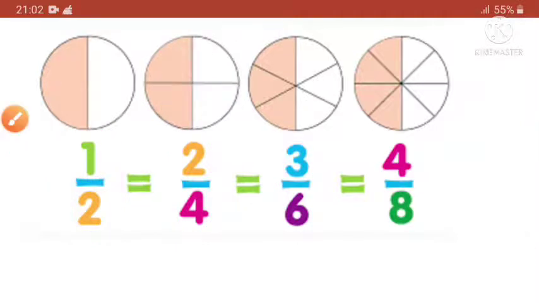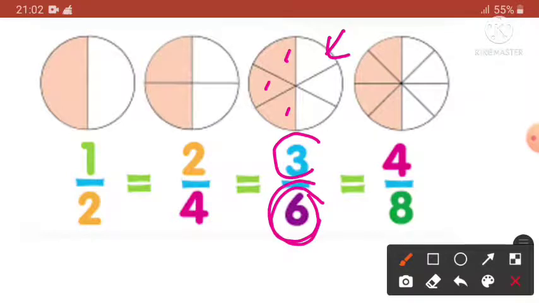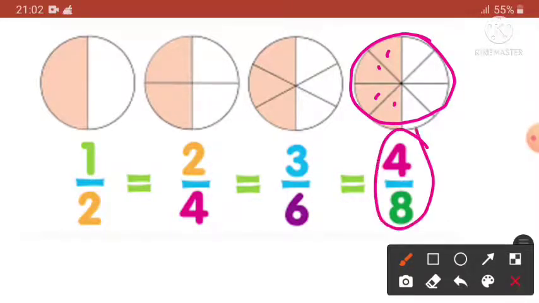Again, if you look at the next figure, the circle is divided into 6 parts, so below it is 6 and we have chosen only 3 parts, so the fraction is 3 by 6. And in the next, it is divided into 8 equal parts and we have taken only 4 parts, so it is 4 by 8. Now in all these cases we are talking about the same part taken away, but the expression changes. So 1 by 2, 2 by 4 and 4 by 8 are equivalent fractions, where the value does not change but the expression changes.